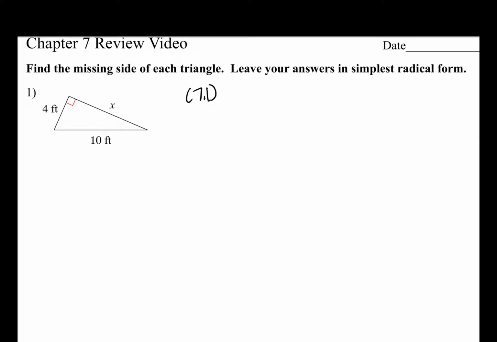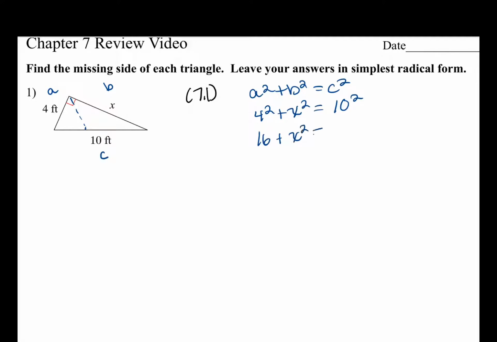All right, so let's start with a Pythagorean Theorem problem. We have two sides of a right triangle, and we need to find the third. We're going to do that using the Pythagorean Theorem. So the first thing we want to do is label A, B, and C. And C is always the side that is across from the right angle. And then A and B are kind of interchangeable. So we know that the Pythagorean Theorem is a squared plus b squared equals c squared. So 4 squared plus whatever x squared has to equal 10 squared.